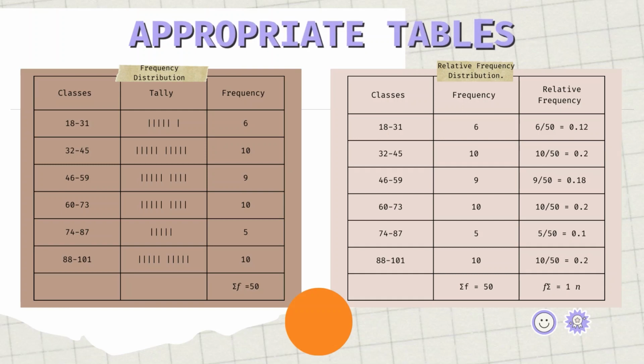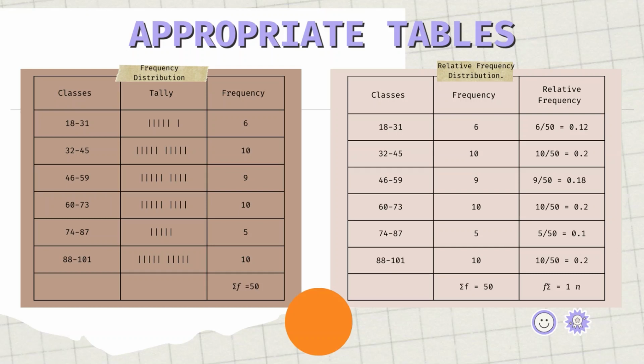Next we have appropriate tables. First, we have frequency distributions. We make a tally mark for each data entry in the appropriate class. We have classes, we have tally, and we have frequency. Here we can see we have 3 with the same data, which is 10, and the total frequency is 50. And we also have relative frequency distributions.